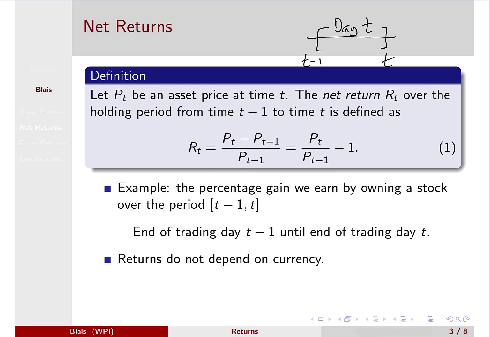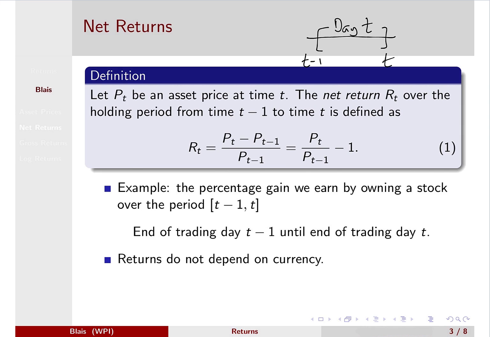You notice this simplifies to this expression here. If we break up this fraction, you have P sub t over P sub t minus 1, and then minus P sub t minus 1 over P sub t minus 1, which is minus 1. So this is a percentage gain. So again, the percentage gain we earn by owning a stock over that period, that tth day. And note that it doesn't depend on currency. If you look at this in terms of units, if you were using American dollars, you would have dollars in the numerator and dollars in the denominator, which cancel. And so you get something that is a percentage.